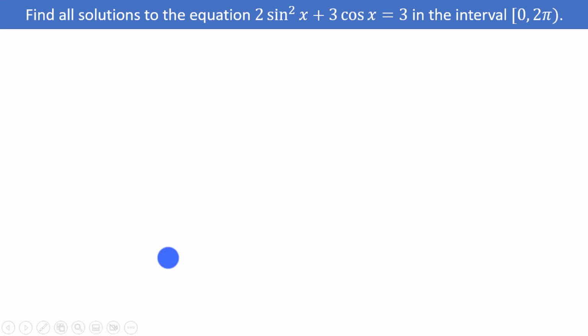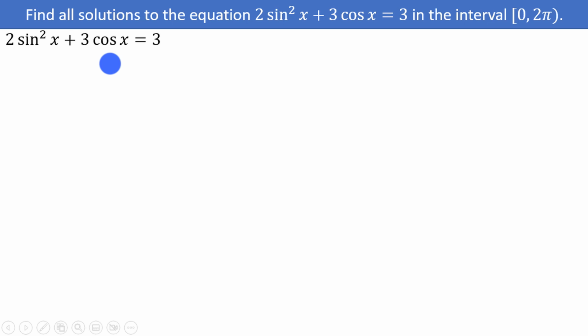In this problem, we are asked to find all solutions to the equation 2 times sine squared of x plus 3 times cosine of x is equal to 3 in one revolution of the circle, from 0 to 2 pi. Looking at our equation, we notice that we have sines and cosines, which is not going to be very helpful if we would like to solve for x. If we could either change sine to cosine or cosine to sine, that would be very helpful.